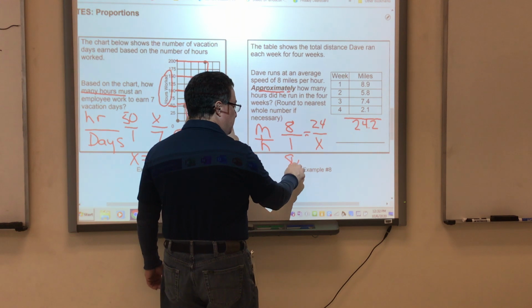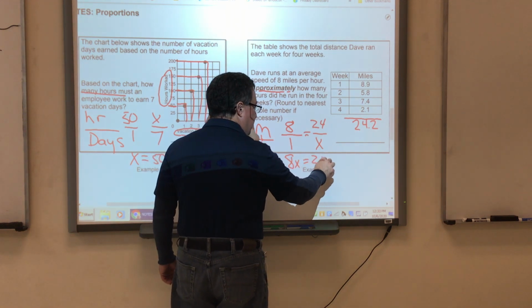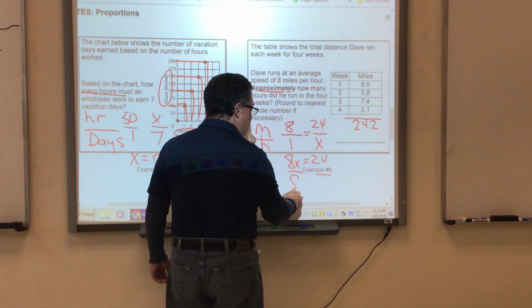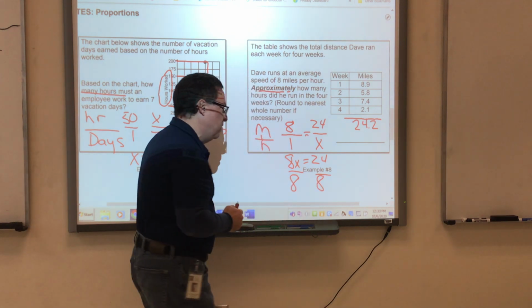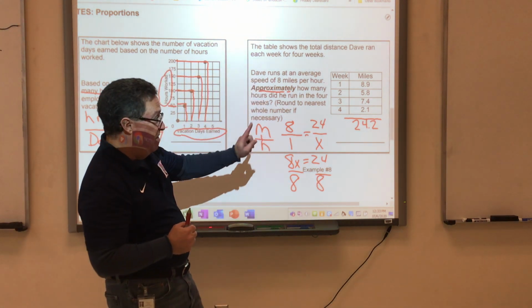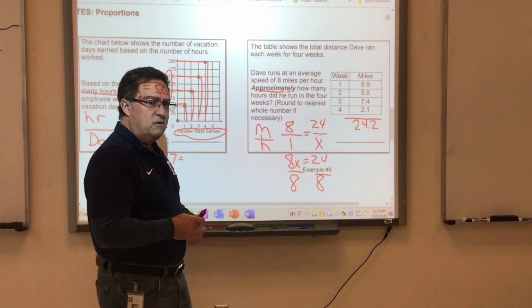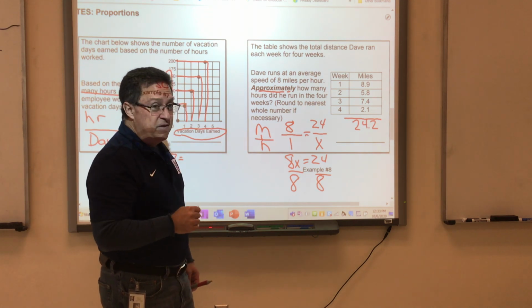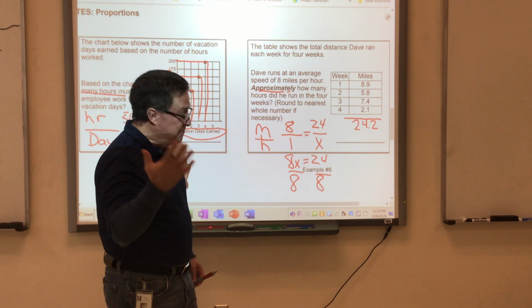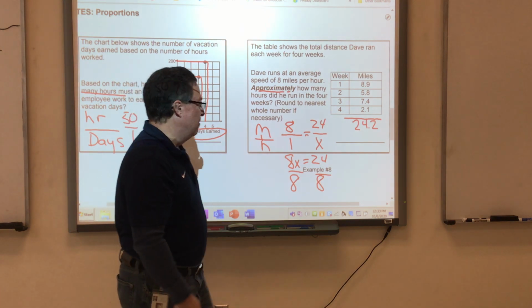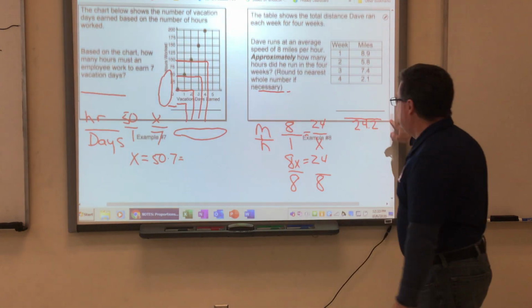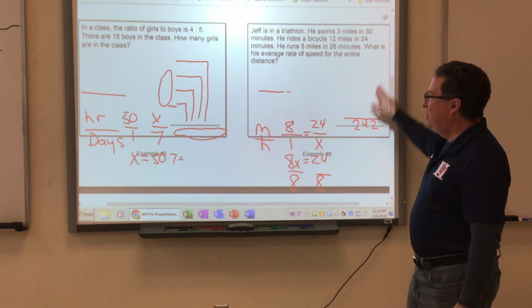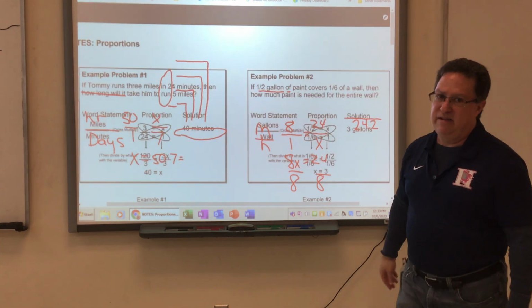Cross multiply is step 4. 8x equals 24. And I'm going to divide both of those by 8. That will tell me how many hours this dude actually ran, which is about 2 hours and 57 minutes more than I run, if that gives you a hint. Okay? So that should take care of all of the problems. That should take care of everything you need.